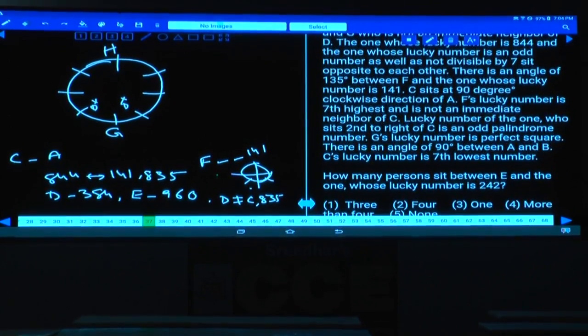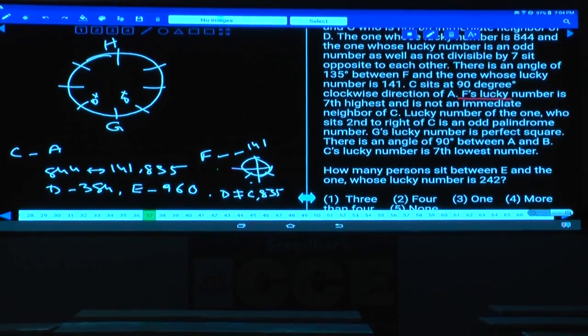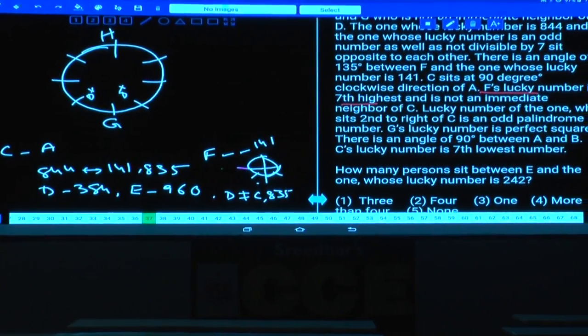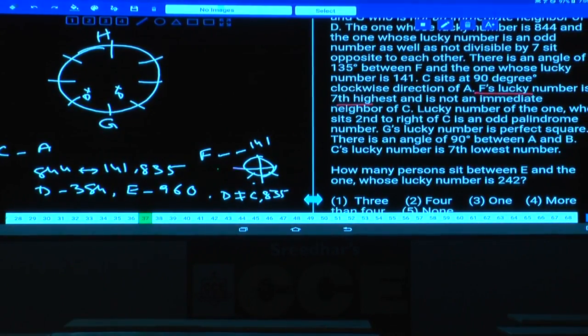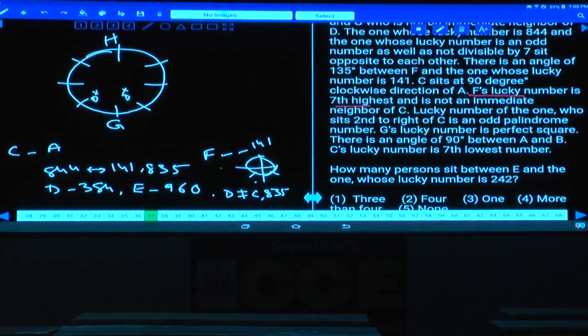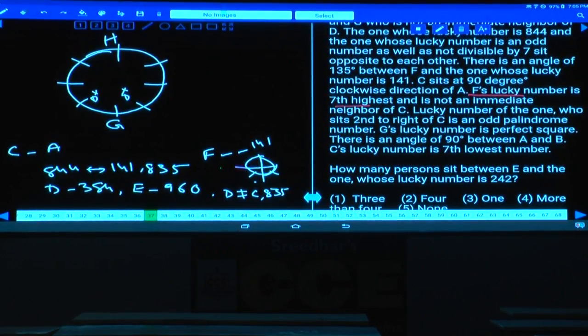Then F's lucky number is the 7th highest. First highest is how much? First highest is 960. Second highest and so on. And 7th highest will be what? 242. And so what is the value of F? F is 242. Are you following this one or not? F is 242.